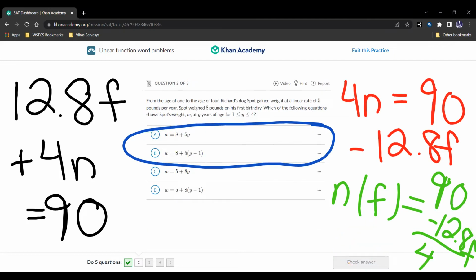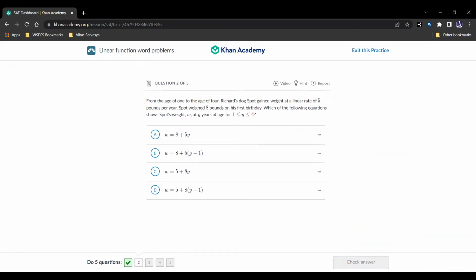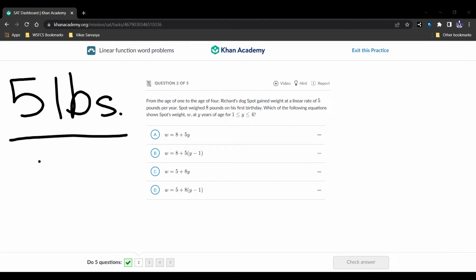All right, question number 2. Here it is. From the age of 1 to the age of 4, Richard's dog Spot gained weight at a linear rate of 5 pounds per year. So I'm just going to scribble this down. 5 pounds per year. Spot weighed 8 pounds on his first birthday.